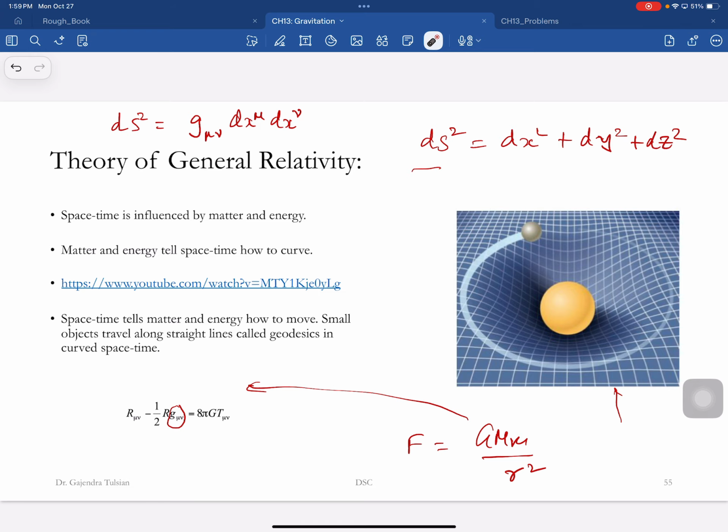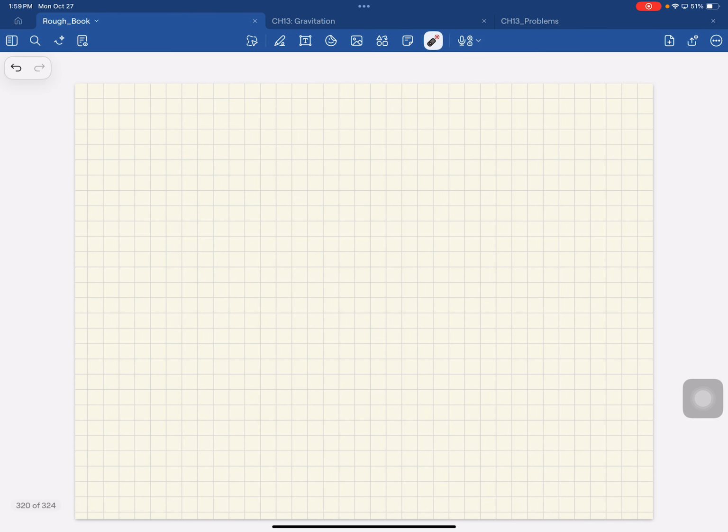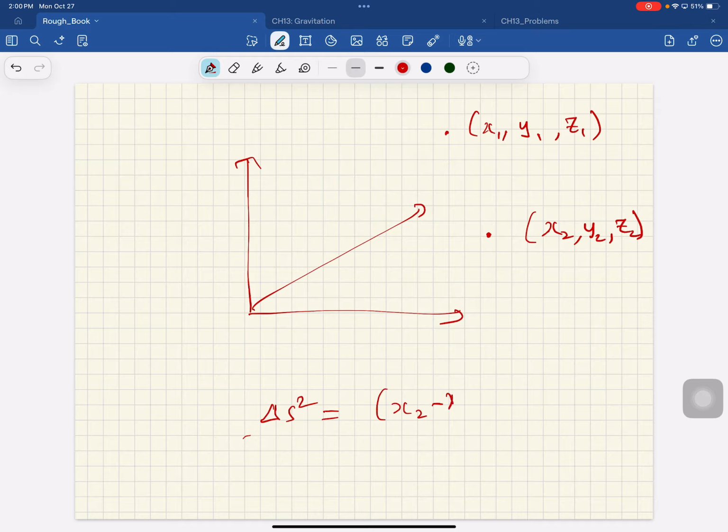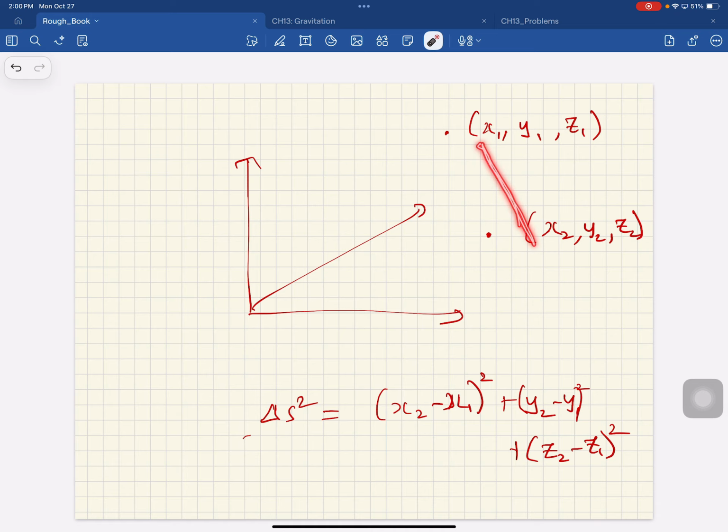All right, so here's one point, x1, y1, z1. Here's another point, x2, y2, z2. And the distance between these two points is given by the square root of x2 minus x1 squared plus y2 minus y1 squared plus z2 minus z1 squared. This is Euclidean geometry. You studied this. That's the distance between these two points.